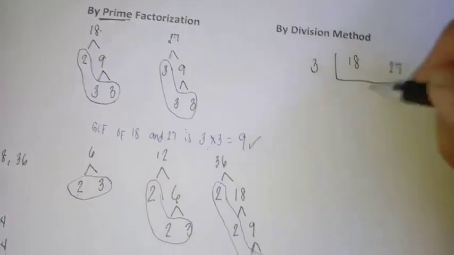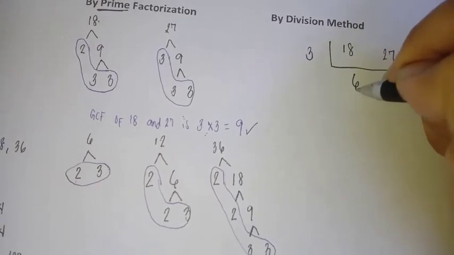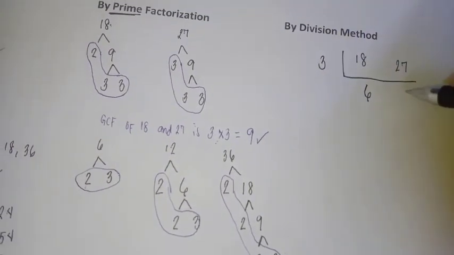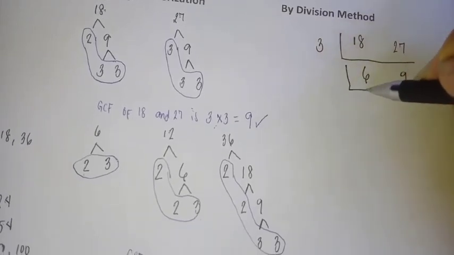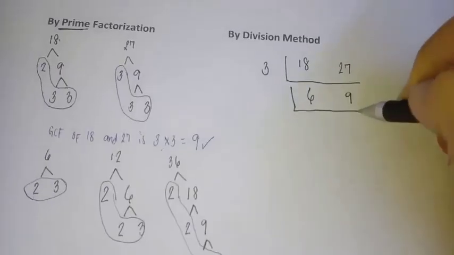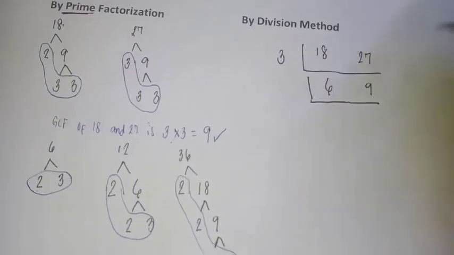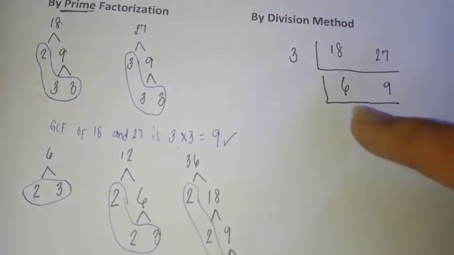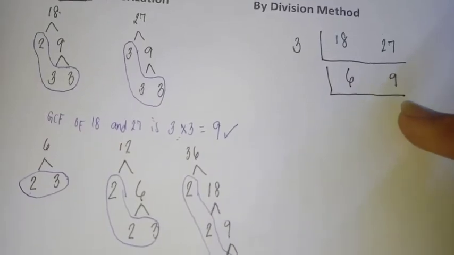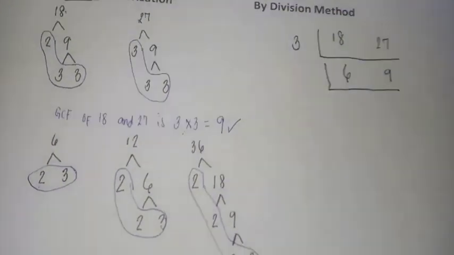So, 18 divided by 3 is 6, and 27 divided by 3 is 9. Hindi pa tayo natatapos. We will think of a number again, the smallest number, that can be divided to 6 and 9 without getting any remainder.